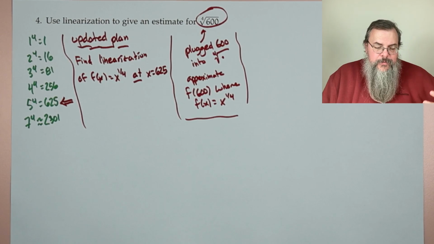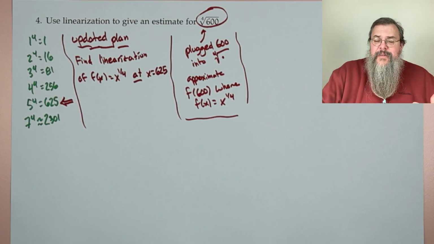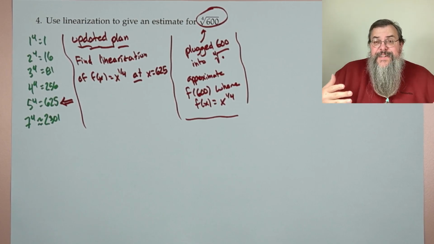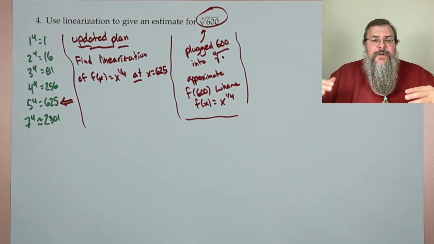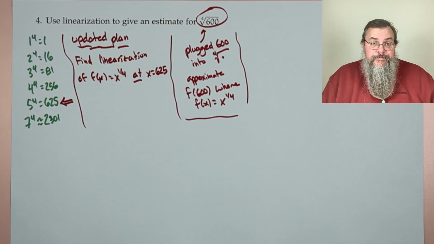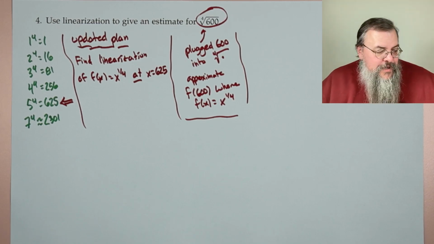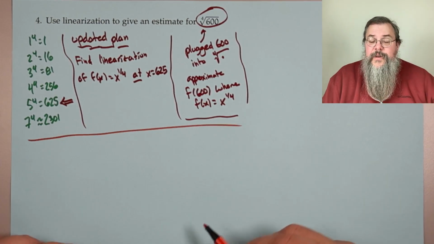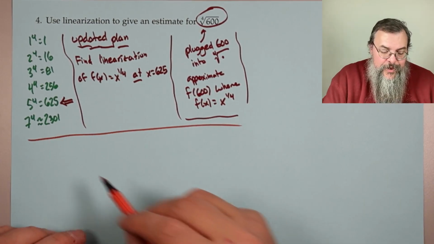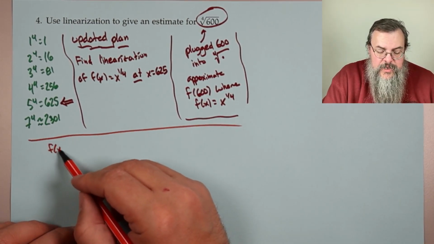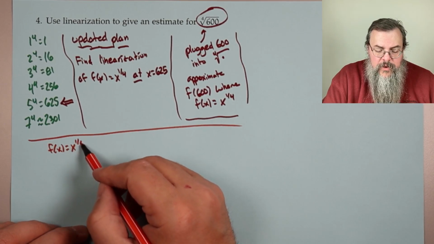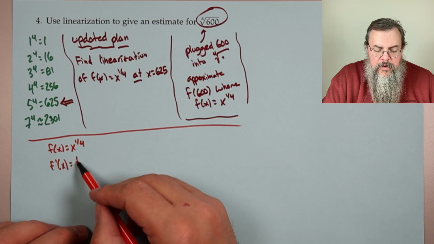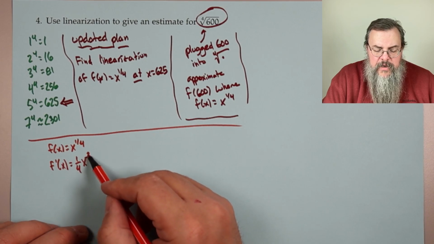So in some sense it feels like we haven't started the problem yet, but we've actually done the hard part, which is we figured out what we need to be using. So now that we've done the hard part, let's enjoy the rest of it. All right, so now for the rest of the story. We have our function, x to the 1/4. We take our derivative, f prime of x. That'll be 1/4 x to the minus 3/4.